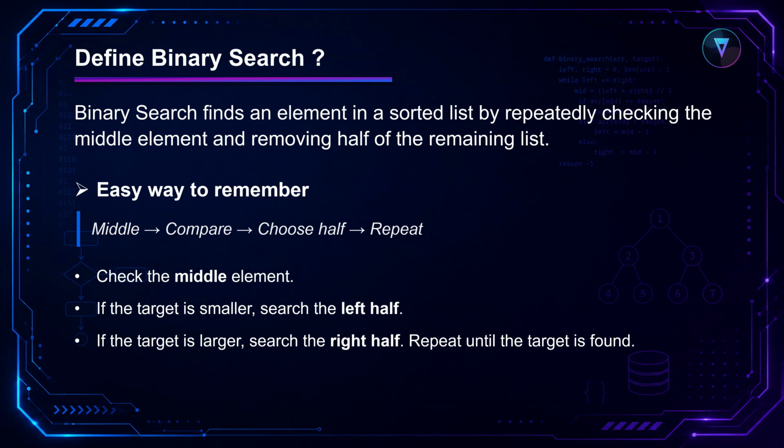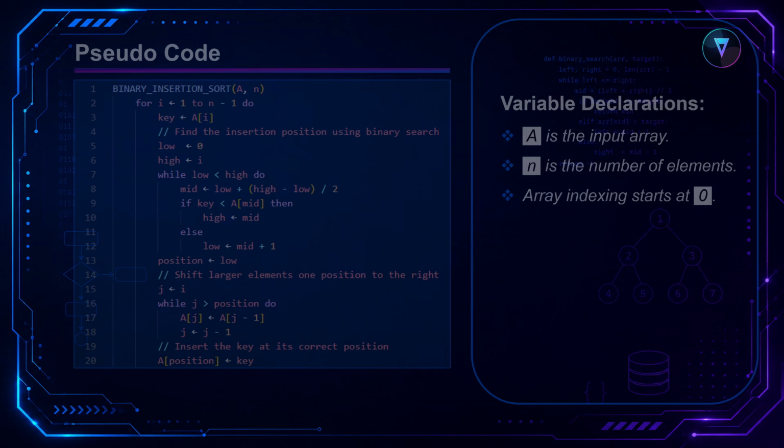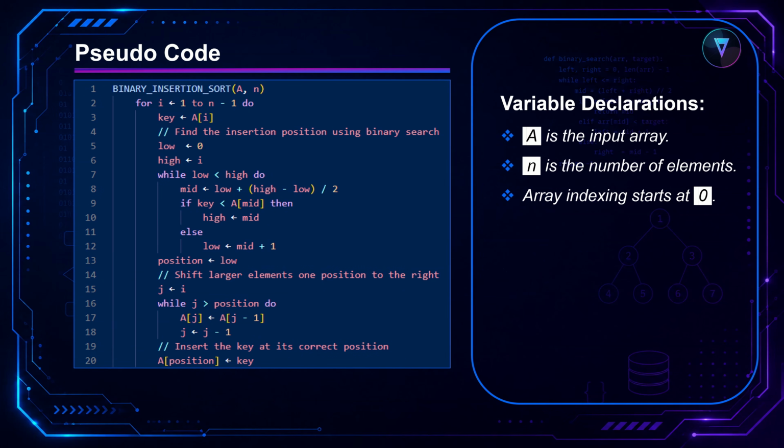If the target is smaller, we continue searching in the left half. If it is larger, we continue in the right half. This process repeats until the target is found. So the easy way to remember it is middle, compare, choose a half, and repeat. Exactly, and each comparison reduces the search area by half.